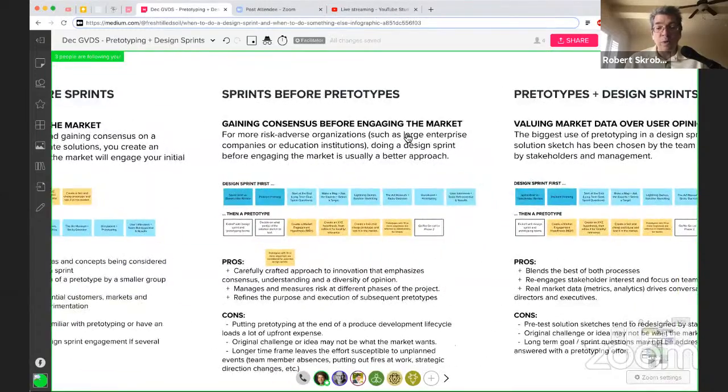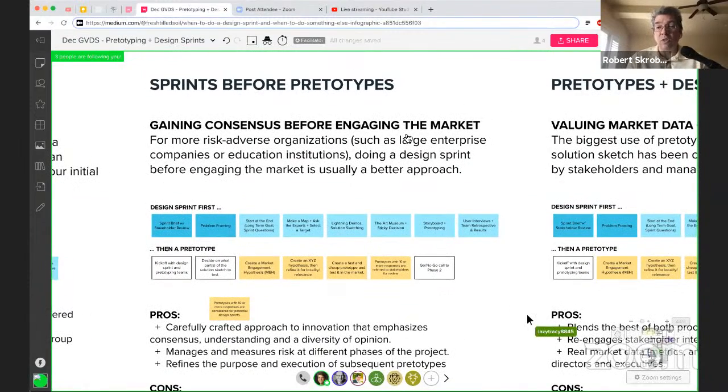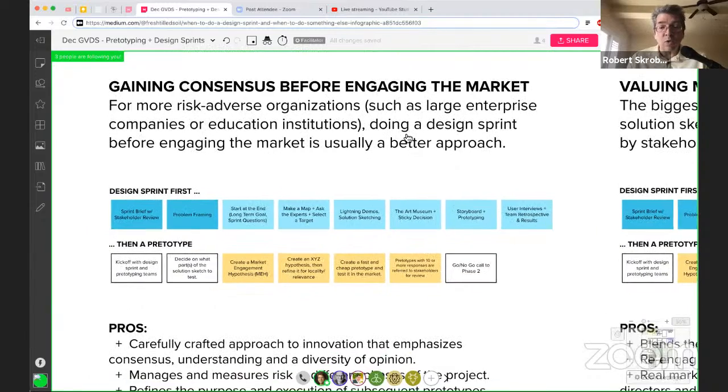Now, if you do sprints before Pretotypes, this is probably better for risk-averse organizations. So large enterprise companies, educational institutions, things that need a lot of buy-in or consensus, going through a design sprint first and really understanding the problem space is more of an advantage for those types of organizations. Then once you have a really good idea of where people are going with your idea, there seems to be consensus around the approach in the solution sketch. You have some sort of buy-in from the organization that you're working for or collaborating with. Then you go straight to the Pretotype, but you do something a little bit different.